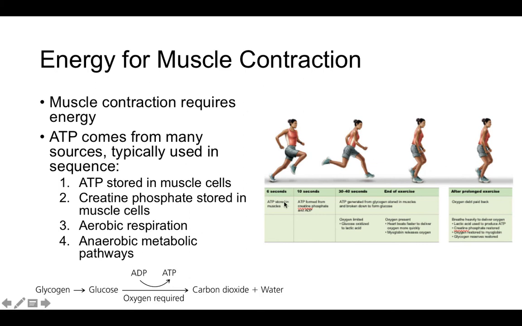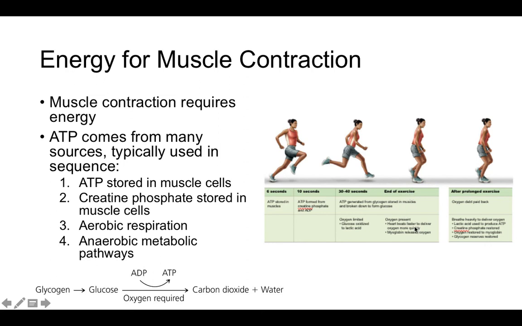After 6 seconds of exercise, you've used the ATP stored in your muscles. After 10 seconds, you've used the creatine phosphate. This is only 30 to 40 seconds. This is where we are. At 30 to 40 seconds, the ATP is generated from glycogen, and in some cases, we can push to the anaerobic threshold and require the body to produce lactic acid. At the end of exercise, we call this the EPOC, excess post-exercise oxygen consumption afterwards.